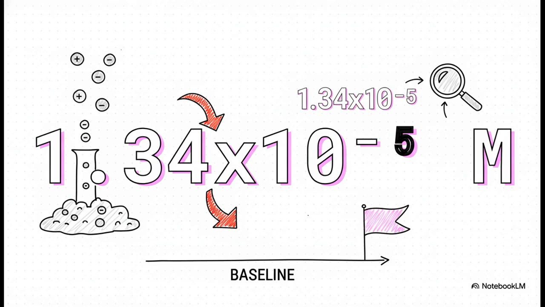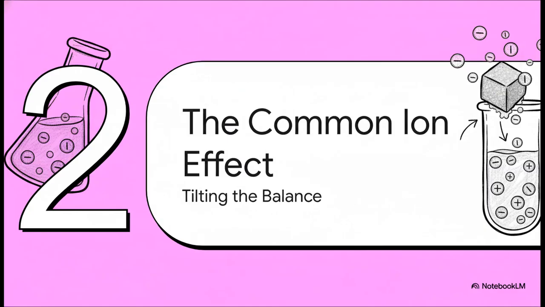Let me tell you, that is an incredibly small number. It just confirms what we already suspected. In pure water, silver chloride is mostly insoluble. This is our baseline. Now, let's start messing with it. This brings us to our first tool of control, the common ion effect.